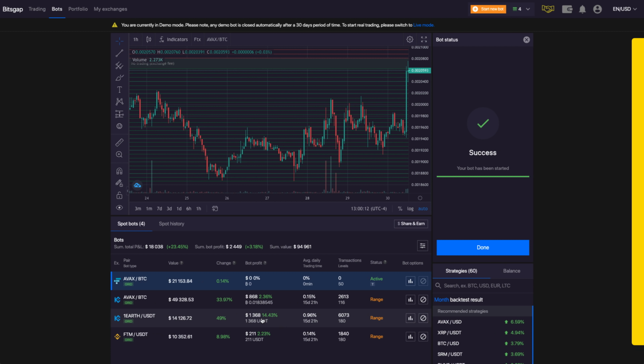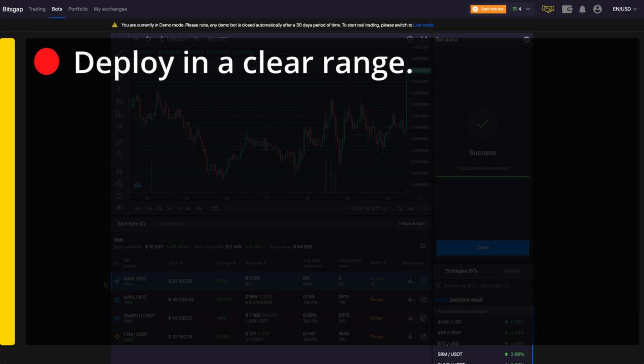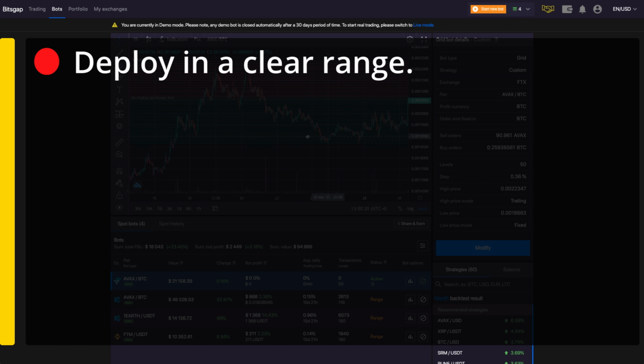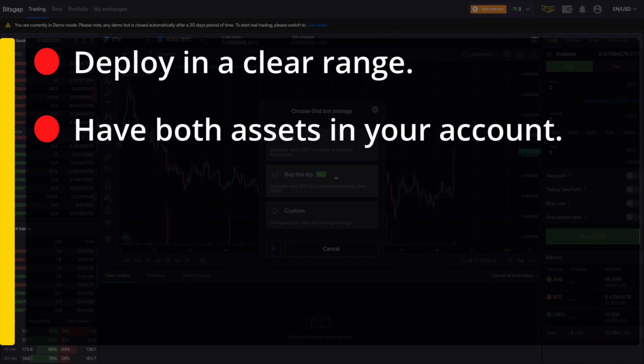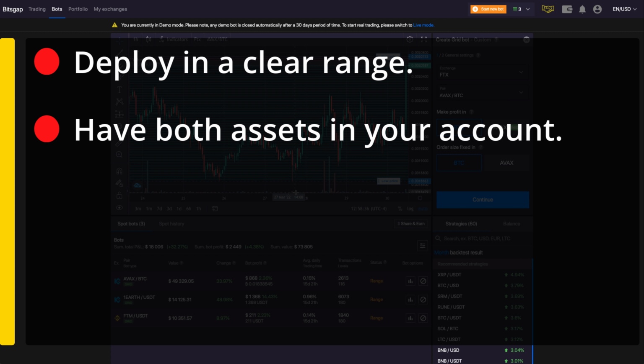Here are some important points to go over before you explore Bitsgap. First, you want to make sure the instrument you are using is in a clear range with very clear top and bottom levels. A simple market scan is easy to do, but essential in making this bot work to its maximum potential. Second, before you start, you must have both assets in your account. You can either have it ready to go on your exchange beforehand, or when you run the bot, it can purchase the required coins for you.